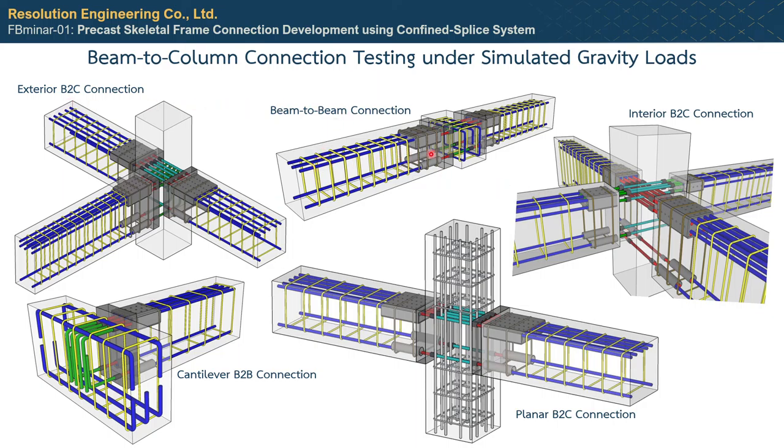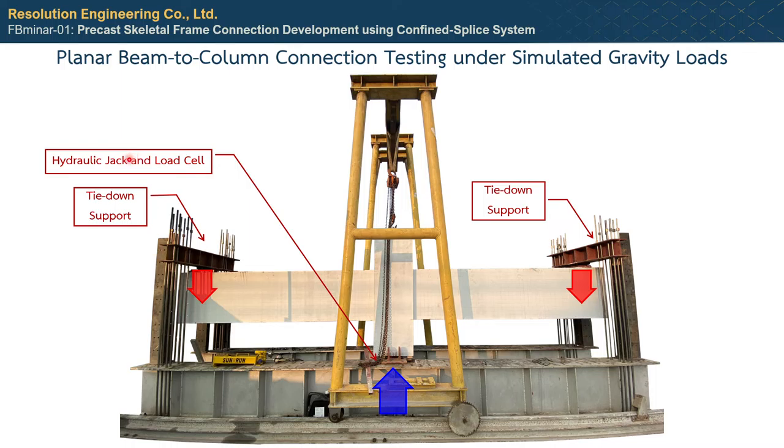There are several connections being tested in this work. I will pick a few to show you. First of all, start with the planar frame connection. I have the column and the beam, and inside the reaction frame, I have the hydraulic jacks and the load cell. I push this up, so this part will be lifted up, whereas these two sides are stationary. So this will produce the anchor down, or how to call it, a tie-down support.